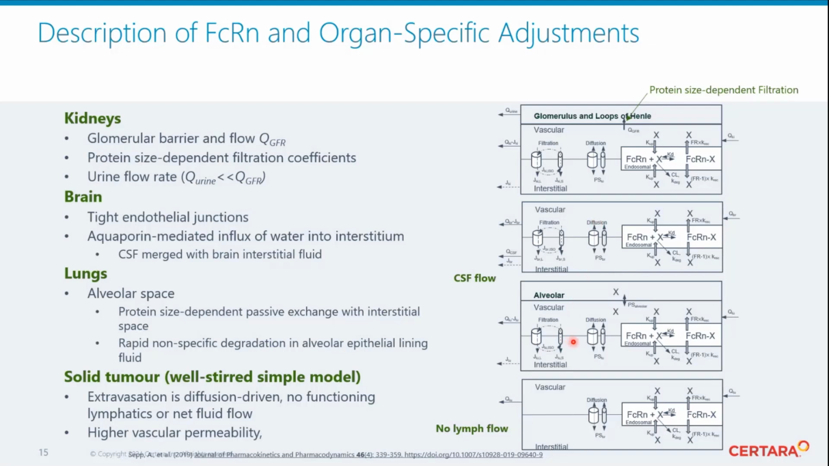In the case of lungs, we have alveolar space. This can be modeled as simply as passive exchange with very fast local and non-specific degradation, again backed up by experimental data. And in the case of solid tumors, for what we know, there is little to no lymphatics, which means there is no lymph flow. Any exchange is by passive diffusion only. And the vasculature tended to be a bit more porous there.